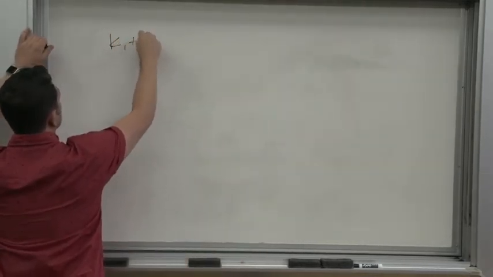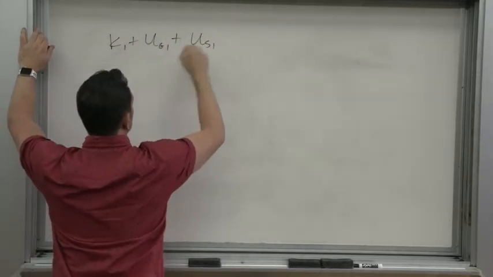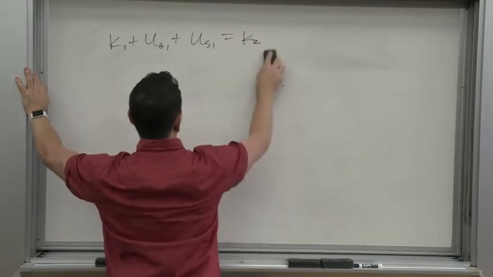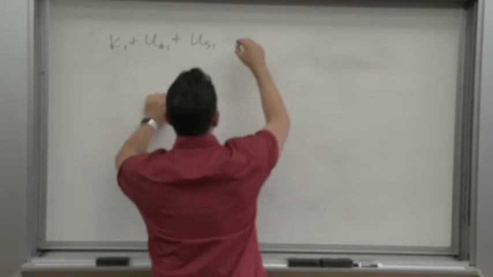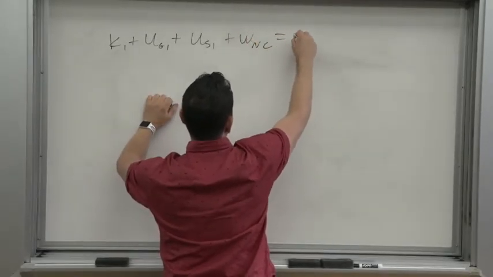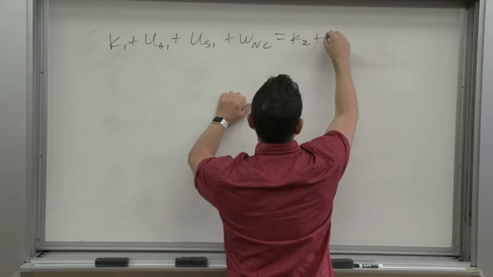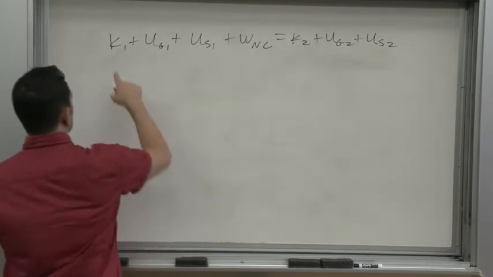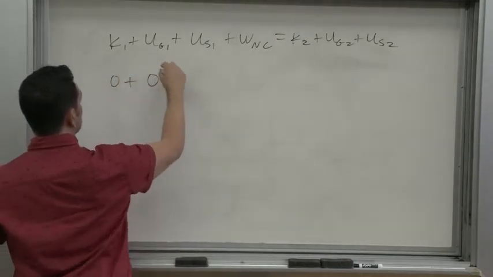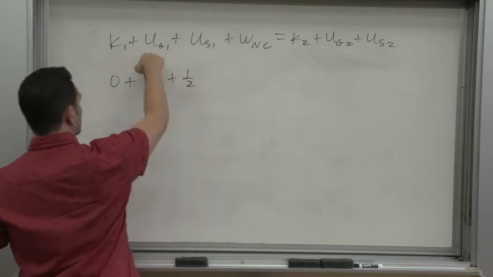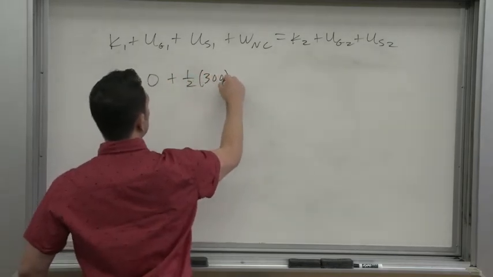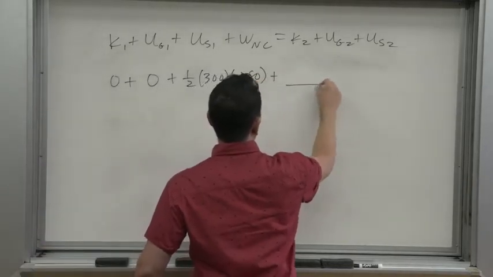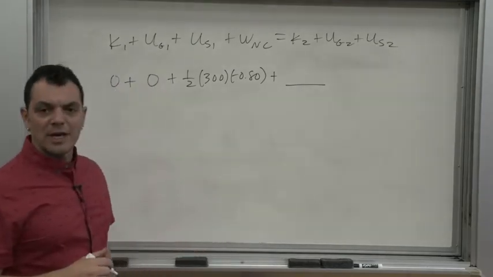We have K1 plus UG1 plus US1, plus the work by non-conservative forces, is equal to K2 plus UG2 plus US2. So it starts off with 0 kinetic energy, 0 gravitational potential energy. The spring energy is 1/2 times 300 times minus 0.80 squared, plus the work done by the friction. We'll get back to that.